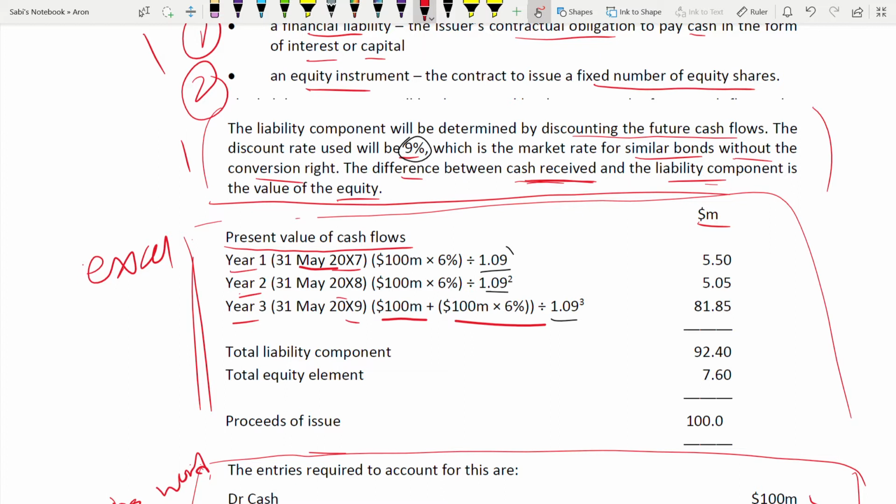Remember, when you're discounting, it is not like this, where you discount and then add 100. No. Both interest and the principal amount are added and then discounted. That means then divide by 1.09 to the power 3. That discounting should be done at the end.